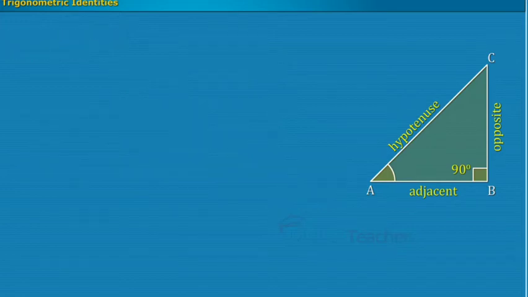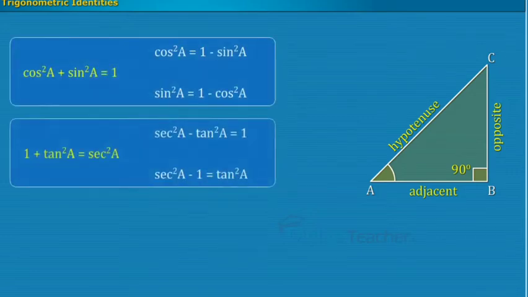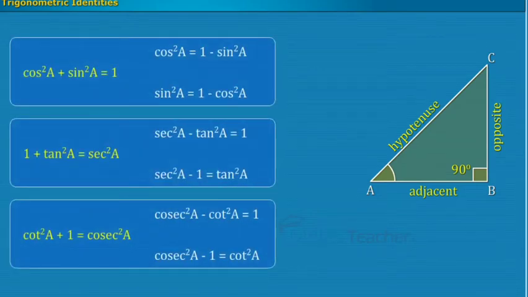Now, let us list out all the identities together. The above identities and some more identities obtained by performing simple algebraic operations like addition, subtraction on the previous identities are listed below for quick review.